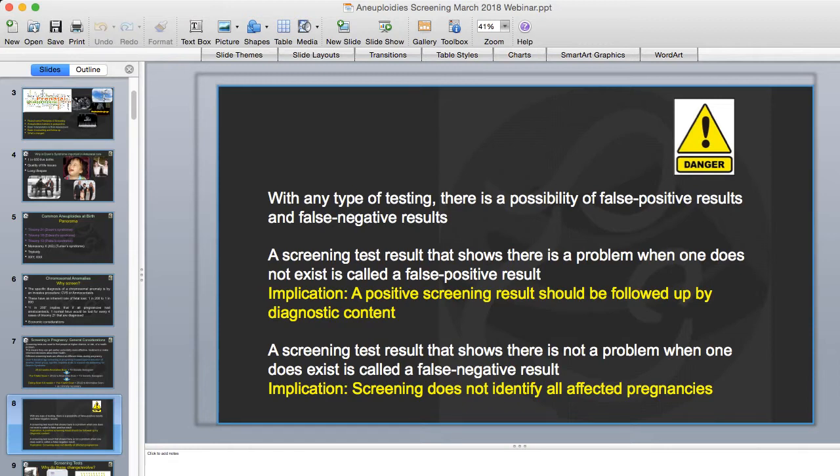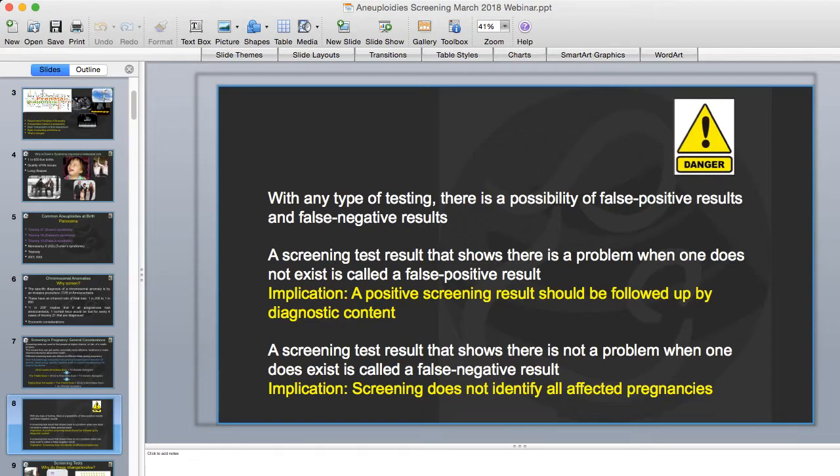The second thing is that a screening test result that shows there is not a problem when a problem does exist is a false negative result. This means that we will not identify all pregnancies when we go through a screening program, that there would be some that would be missed, and the aim of all screening programs is to identify as many as possible, which means reduce the false negative rate and also reduce the false positive rate.